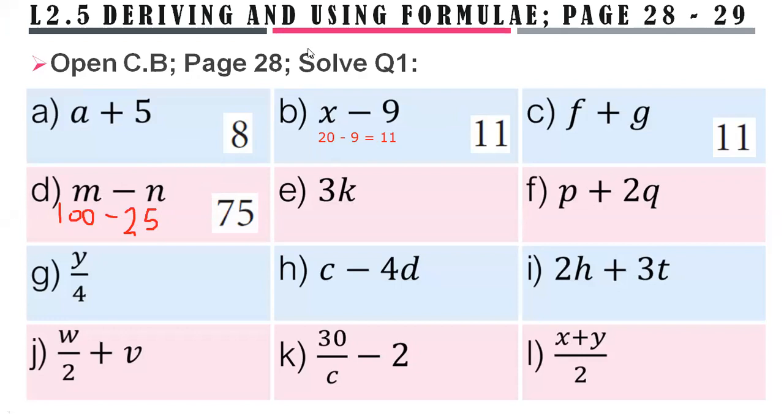3k when k equals 5. 35. What do we mean by 3k? 3 multiply by k. Excellent. So what should we do? 3 times 5. 3 times 5 because k is 5. So here we're gonna write 3 times 5, which is 15.